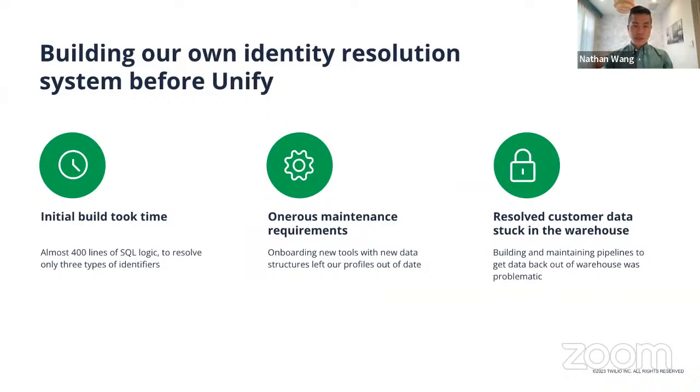So first, the initial build took us a fair amount of time. It was almost 400 lines of SQL logic and weeks of work just to clean the data, union disparate sources, deduplicate, and then finally merge the profiles. So it's a fairly involved process. And that was just what's required for synthesizing 3 types of identifiers, which in our case were anonymous ID, user ID, and email.